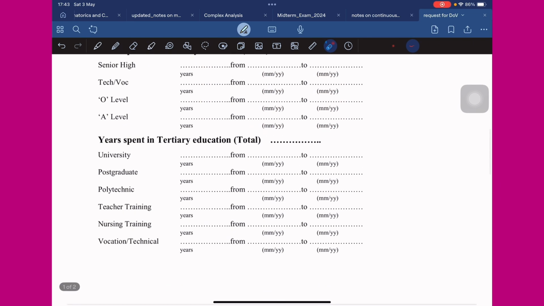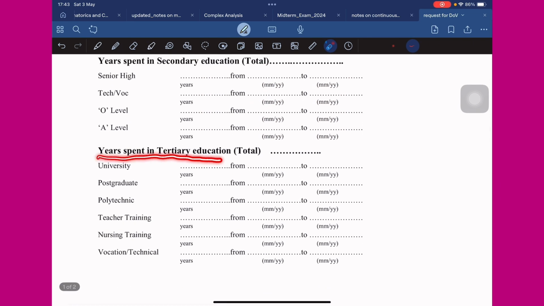The same thing applies to here. Years spent in tertiary education. This one too, the same thing. You write the years here from the date you started to the date you completed. So they just need the month and the year. So this one too, if let's say you are requesting this form with your university degree and your postgraduate, then you just have to write the years you spent for each, and then the total will be here.